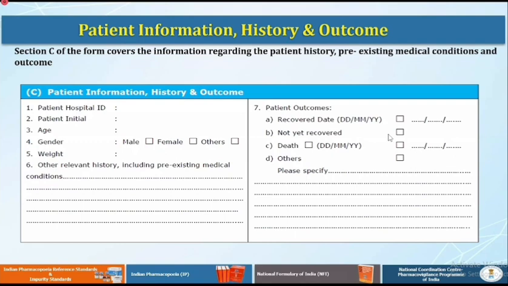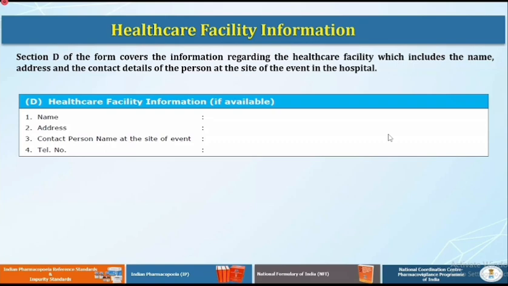Patient outcome: if the patient has recovered, then you have to write the recovered date. If not recovered, then you have to tick not recovered. If it is death of the patient, then you have to write the date of death. If it is other than this, you can specify the current situation of the patient. Healthcare facility information: name, address, contact person name, and telephone number are required.